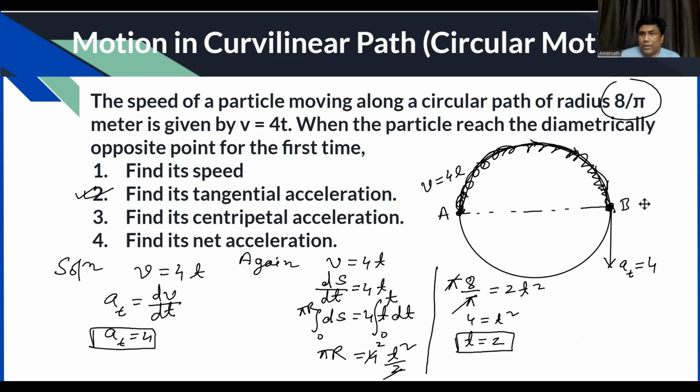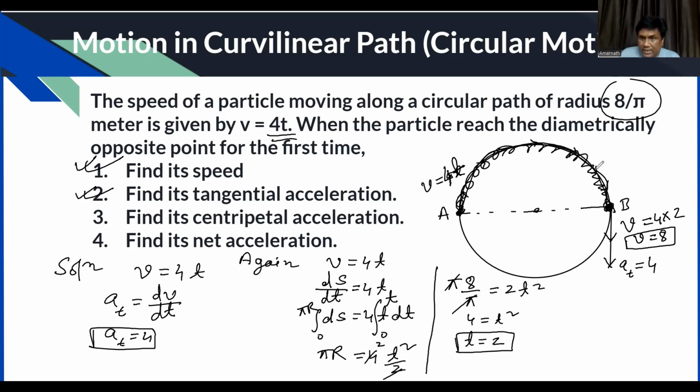Do you have any doubt? So what will be the speed at this point? The speed at this point will be 4 into t. So 4 into, but time taken is 2. So speed equal to 8 meter per second at this point. At different points, speed will be different because the expression is 4 into t only. But at B, the speed will be 8. So I got the answer 1 also. I got speed, I got tangential acceleration.